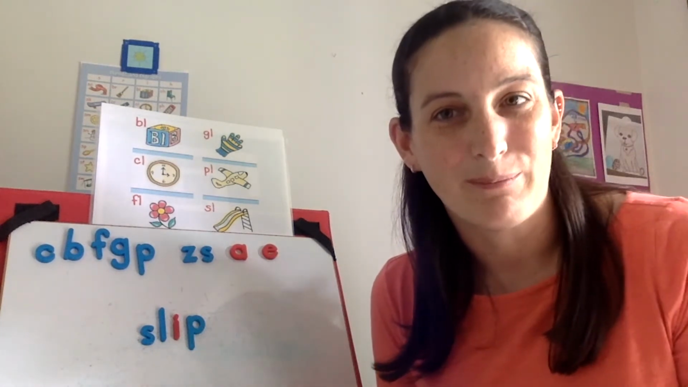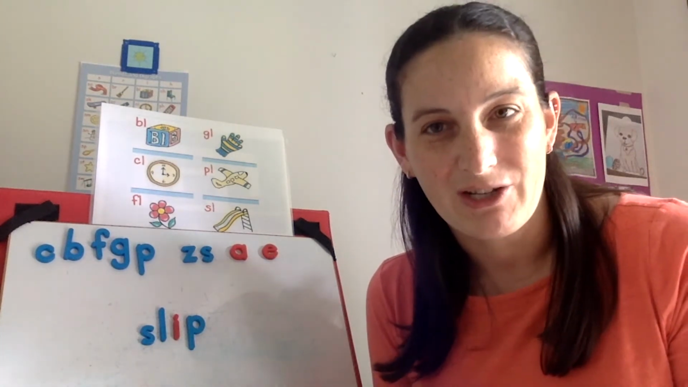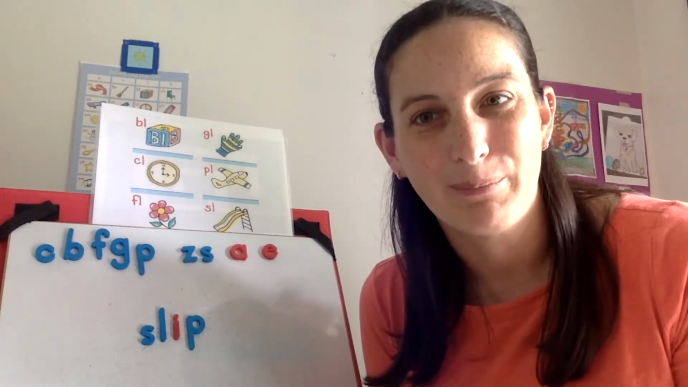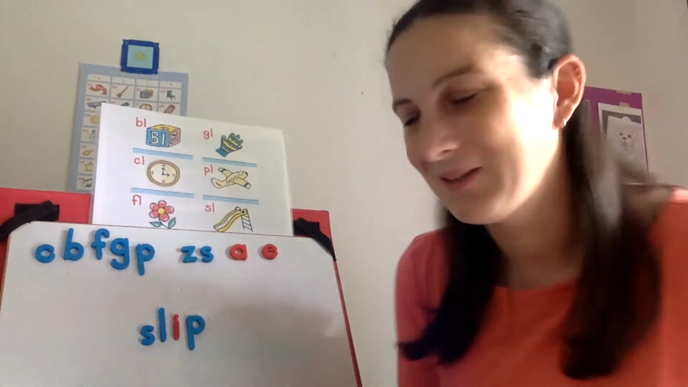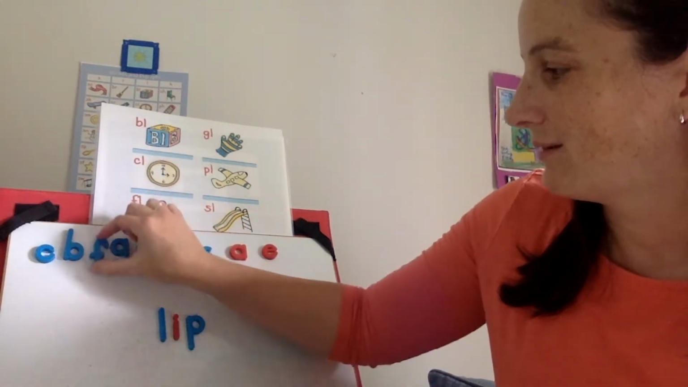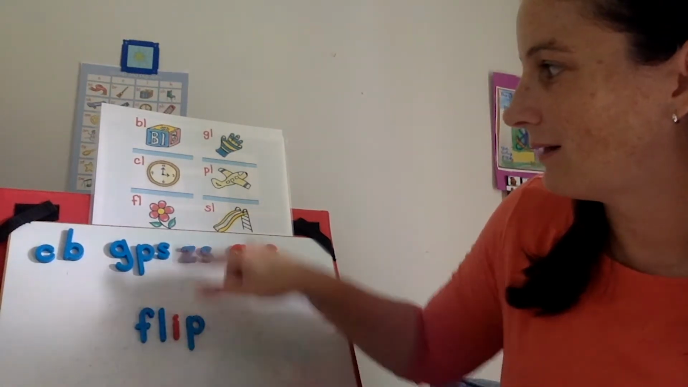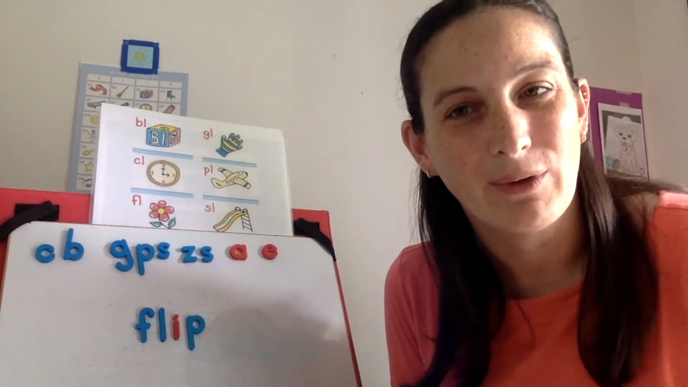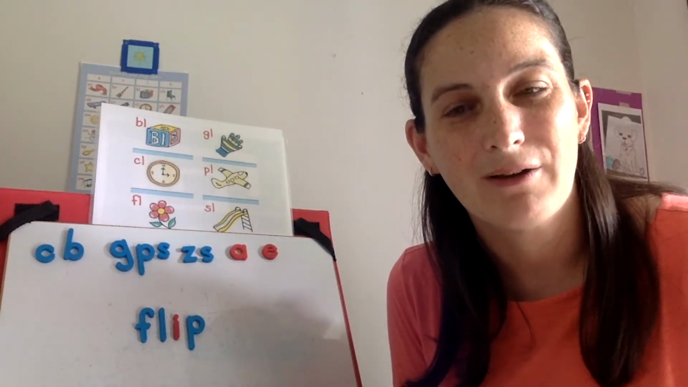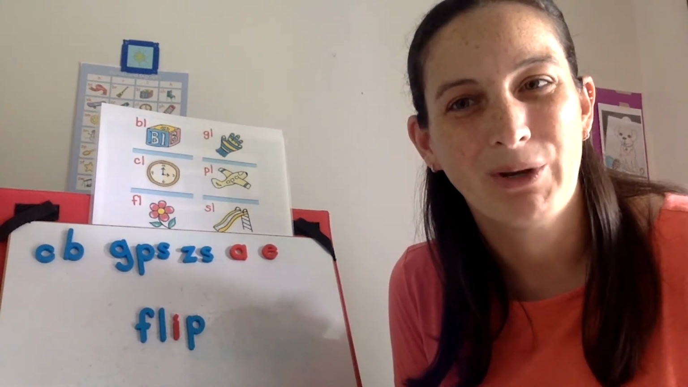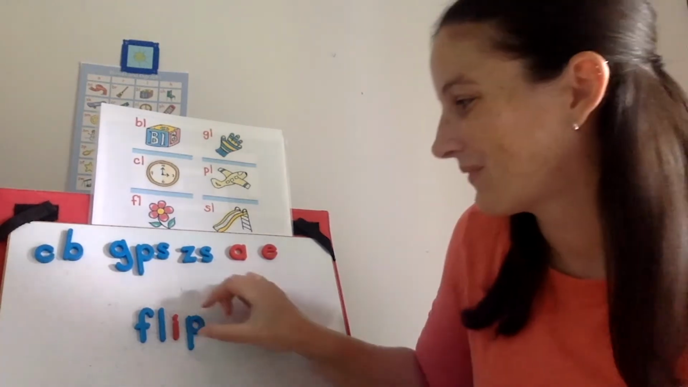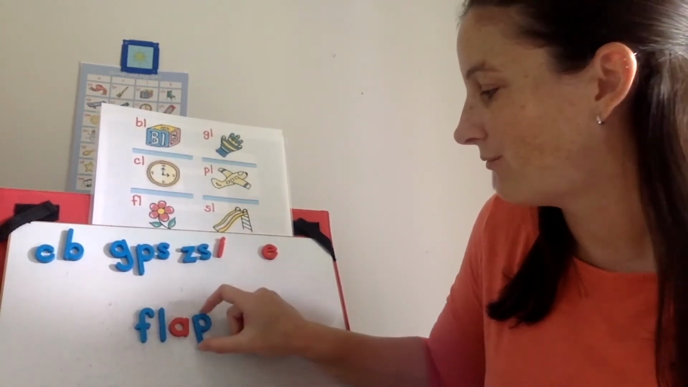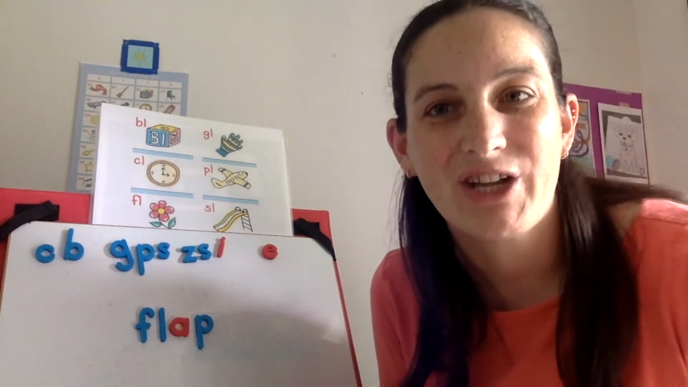Write the word slip. Now we're going to change one letter to turn slip into flip. What should we do? You got it. Change the S to an F. Fl, like flower, flip. Now we're going to change the vowel. So flip turns into flap. What should we put in there to make flap? Good. We need the A. Fl, ap, flap.